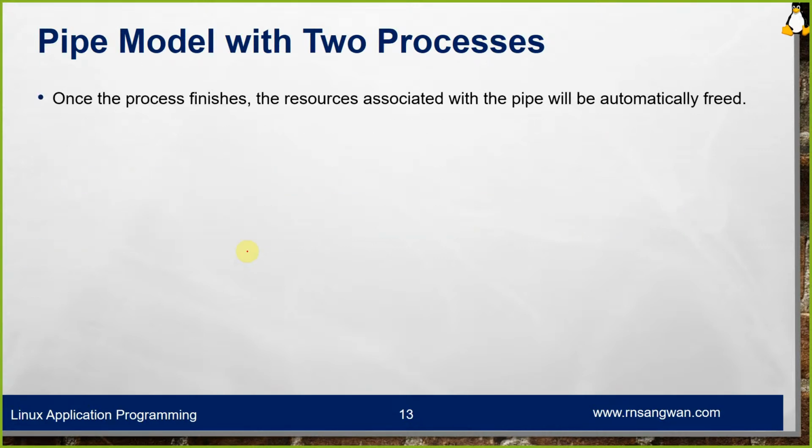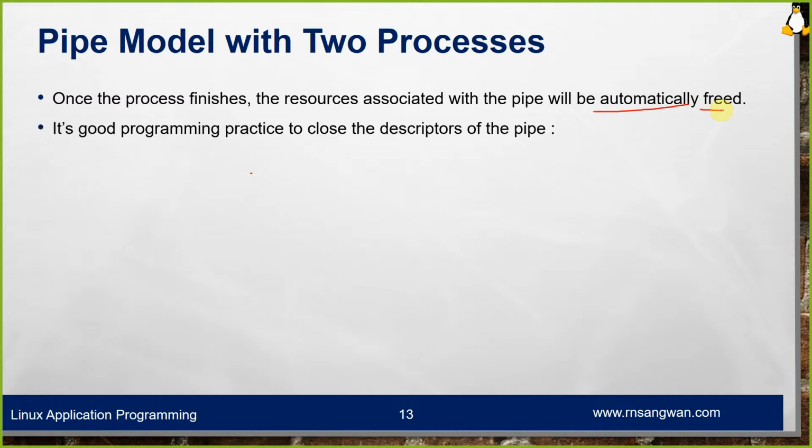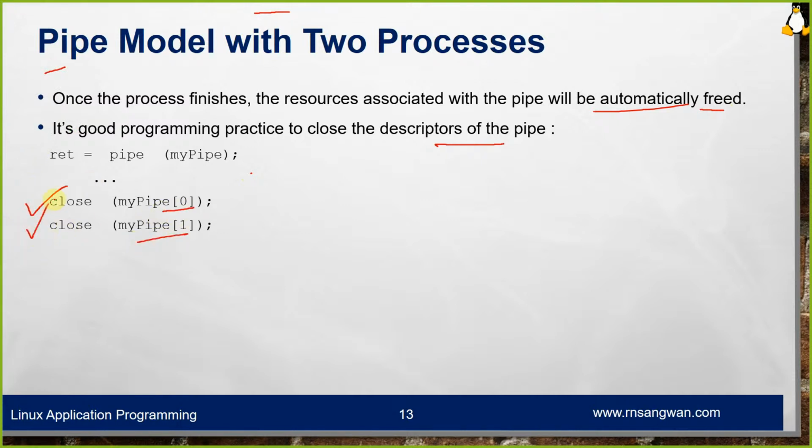Once the process finishes, the resources associated with the pipe will be automatically freed. However, we should close the descriptors and free the memory by calling the appropriate function. It's a good programming practice to close the descriptors of the pipe explicitly by calling the close function. Close my pipe 0, my pipe 1. So we are closing both the pipes.